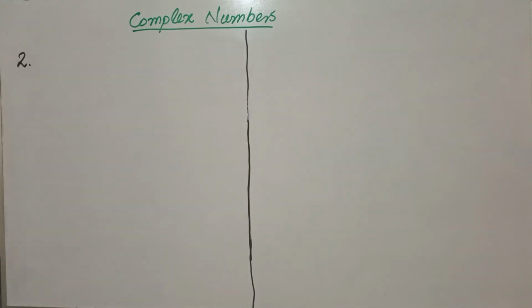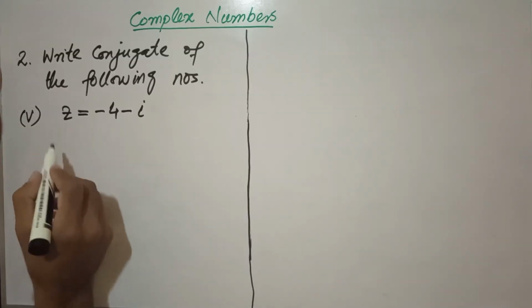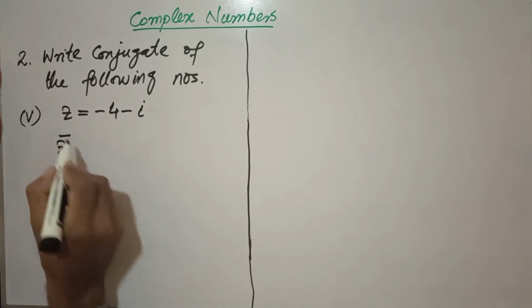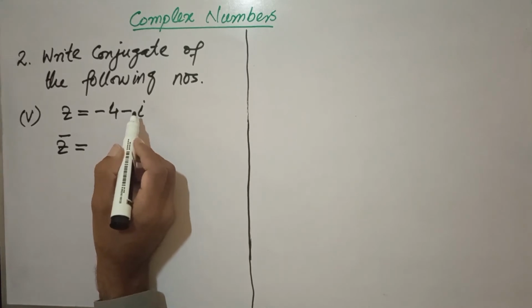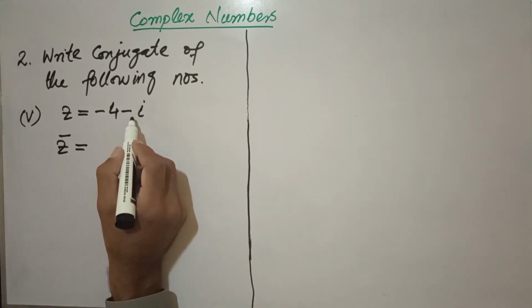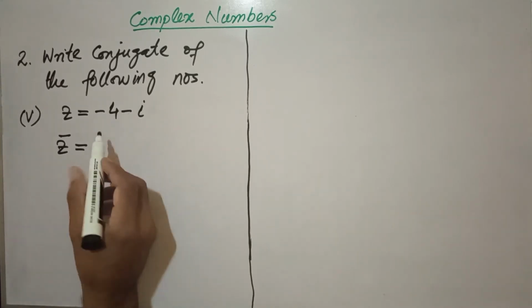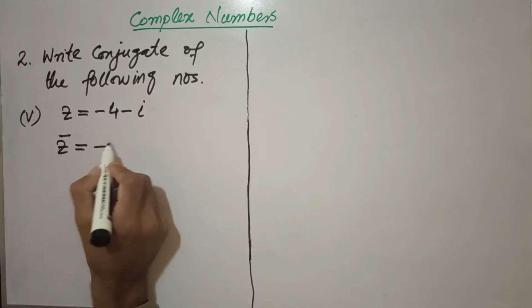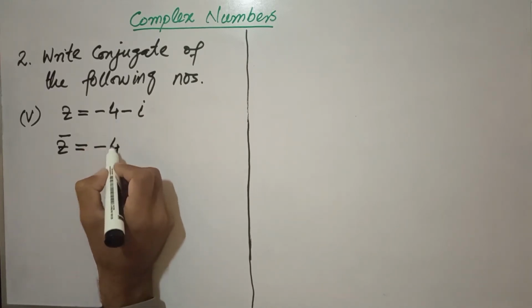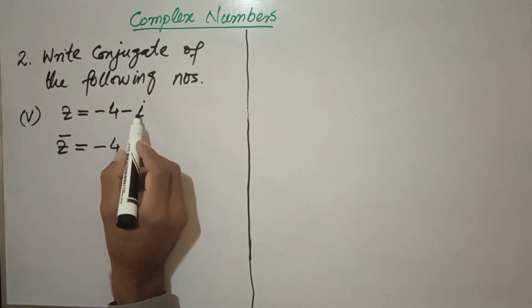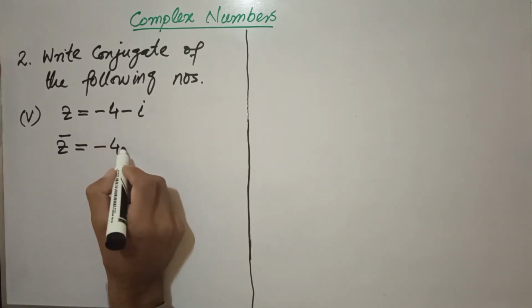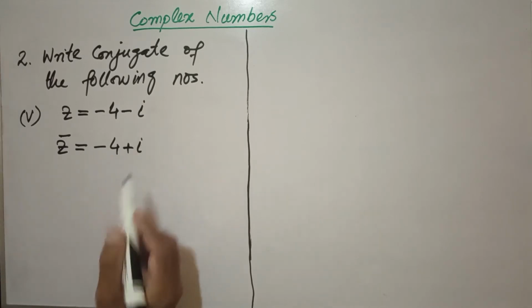Now we solve question 2. We have to find conjugate of the given complex numbers. In order to find the conjugate, we'll write z bar, and the imaginary part will be replaced by its negative. We have -1, then in the conjugate form we'll have -4. Real part remains as it is, and the additive inverse of the imaginary part. In this case we have positive iota.